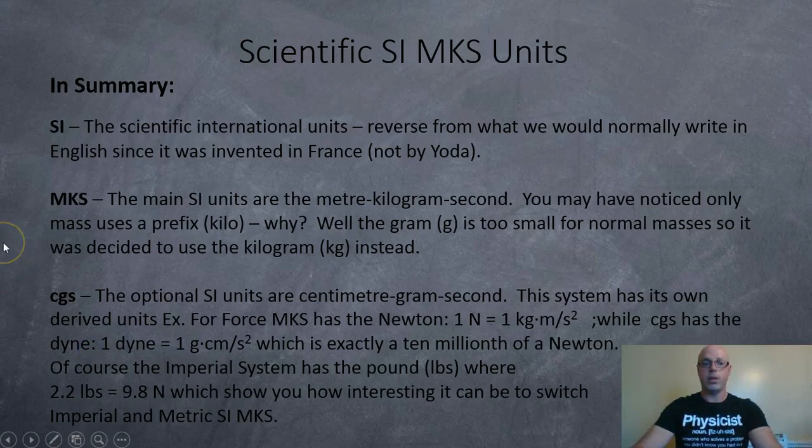So in summary, the SI, the Scientific International Units, was invented in France, not by Yoda, and we just say it backwards because it was written in French. Okay. And the backwards for English, that is.